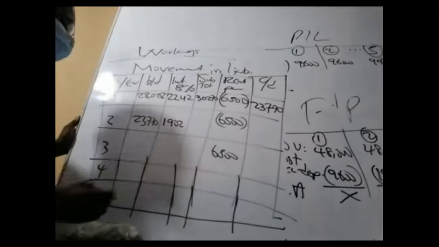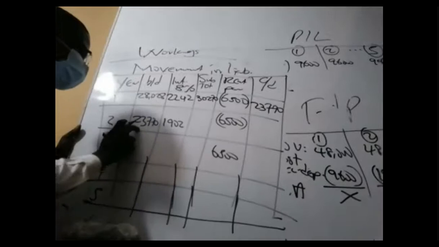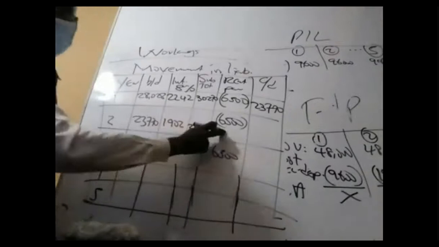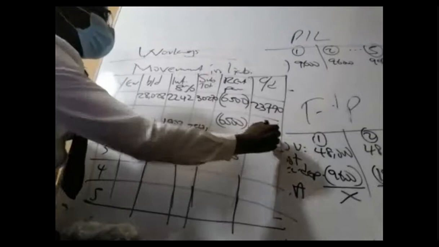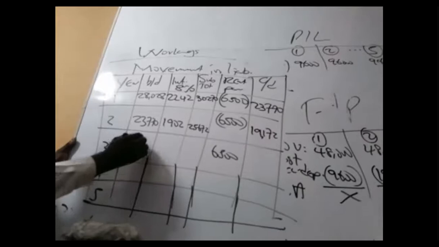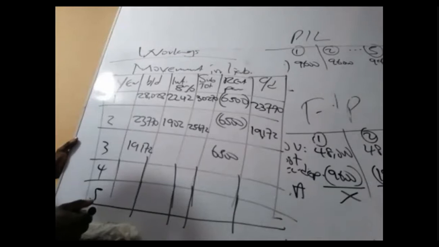19,190. Again, you add, then you get a subtotal. If you add it to this, you get something like 25,672. And you take 6,500 from it. That should give us 19,172. Then basically you find your interest on it and you move on.